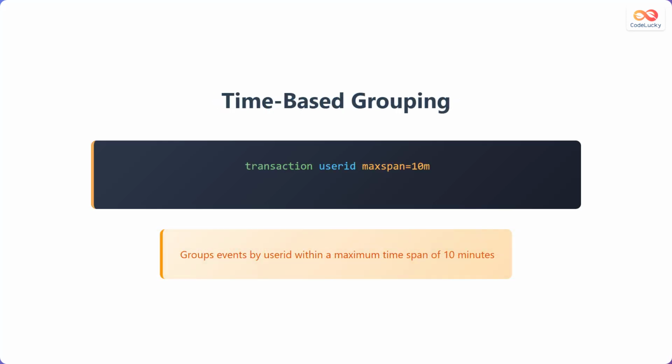You can add time constraints to your transactions using the maxspan parameter. For example, transaction user ID maxspan equals 10m groups events by user ID within a maximum time span of 10 minutes. This means that even if events have the same user ID, they will be placed in separate transactions if they occur more than 10 minutes apart. This helps prevent artificially long transactions and provides more meaningful groupings.